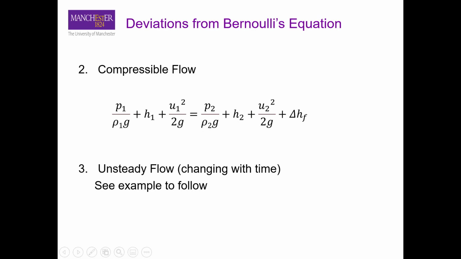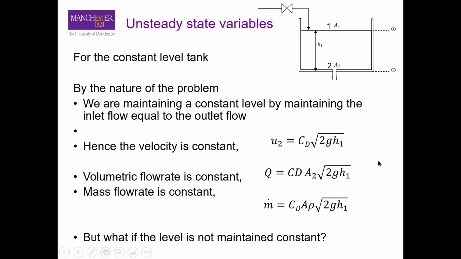So previously we looked at, for example, the case of a constant tank, and by the nature of the problem, we said that we are maintaining a constant height inside this tank. Okay, and from that we got the velocity u2, that is cd times square root of 2gh1, the volumetric flow rate and the mass flow rate here.